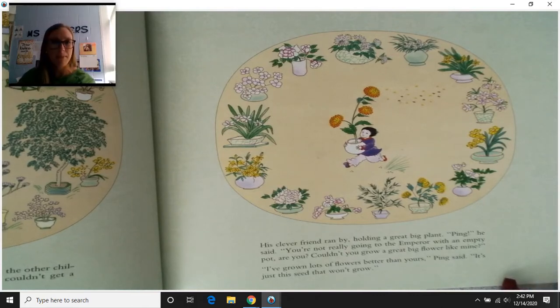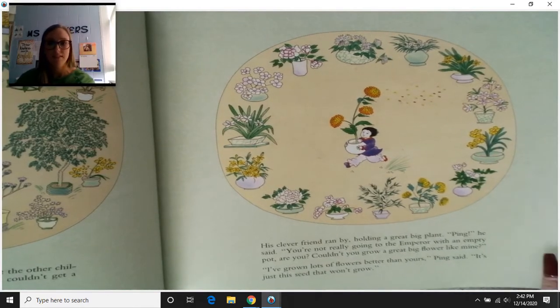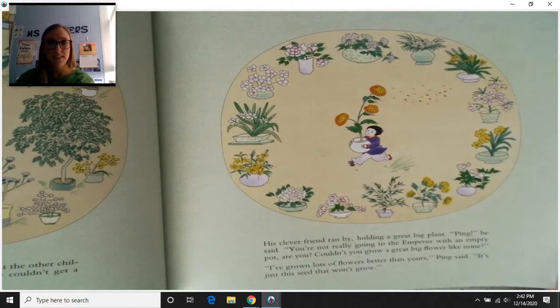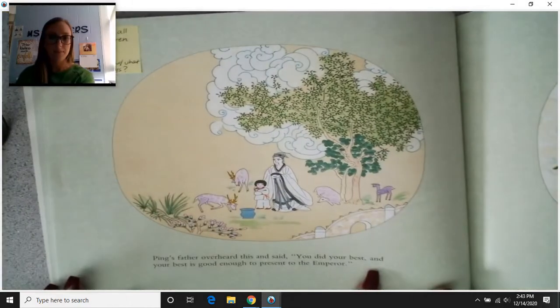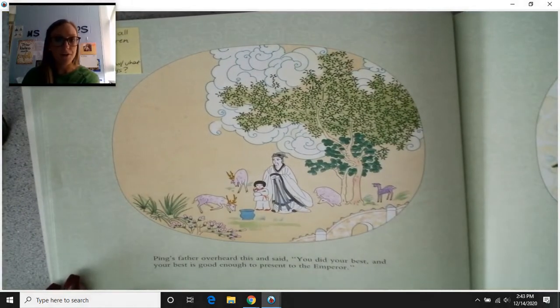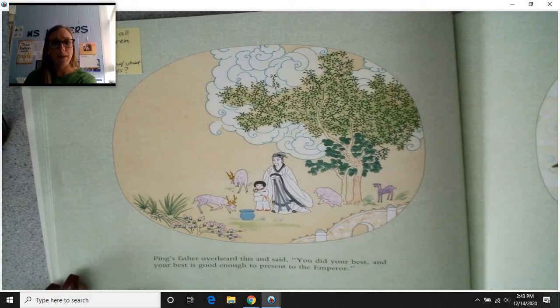So what is Ping blaming it on? Think about that. What is his excuse for no flower? Ping's father overheard this and said, "You did your best, and your best is good enough to present to the emperor."